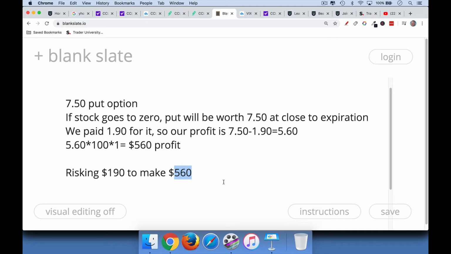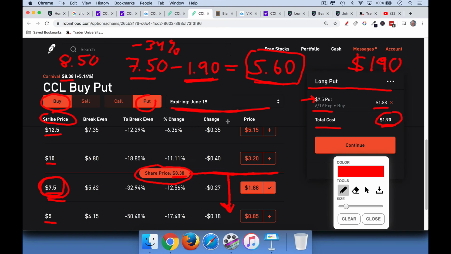And so if you're correct and the stock falls, let's say the stock goes from $8.50 where it is now, and it just falls to, call it $6, you're still going to lose money because the stock has to get down to $5.60 in order for you to make money close to expiration.